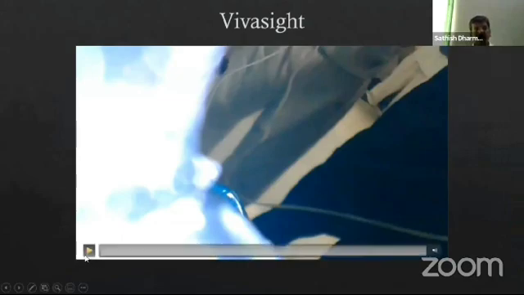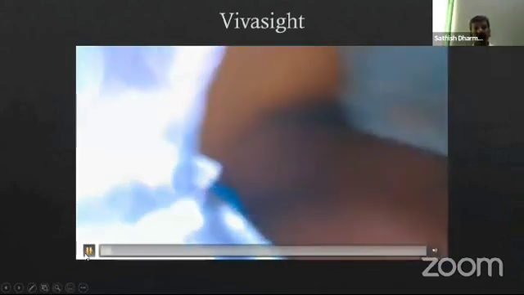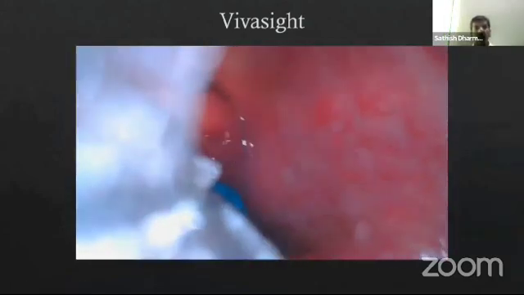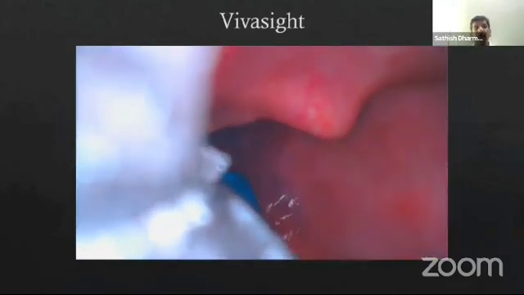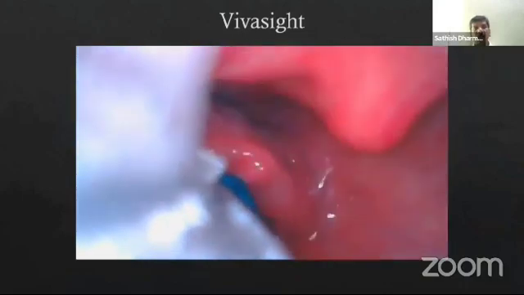Let us see an example. This is a video DLT that we use in our center. So during intubation also, you can visualize the upper airway structure, DLT, the glottic area. See, the tube is going into the trachea.